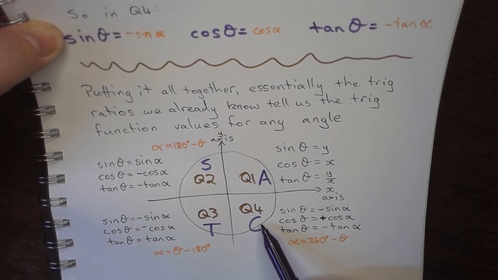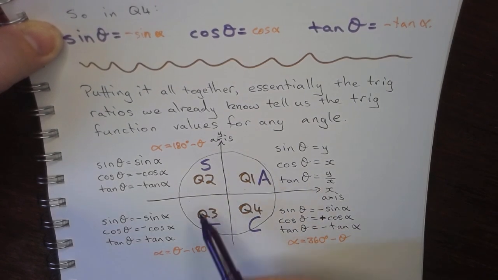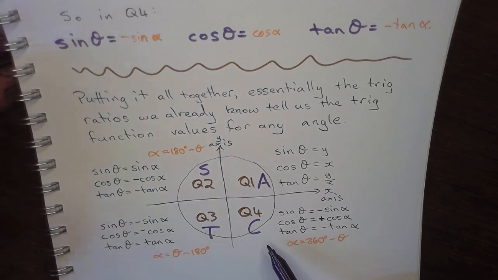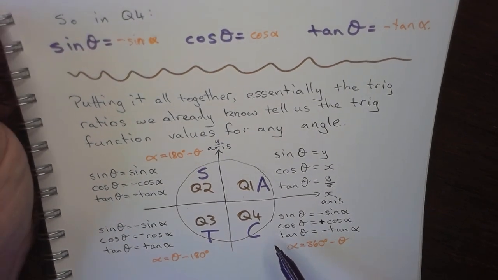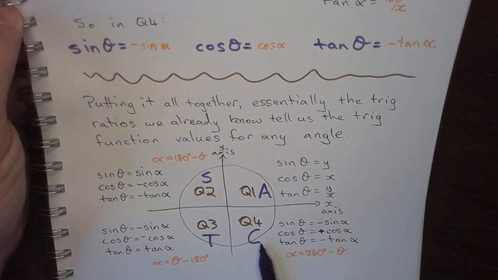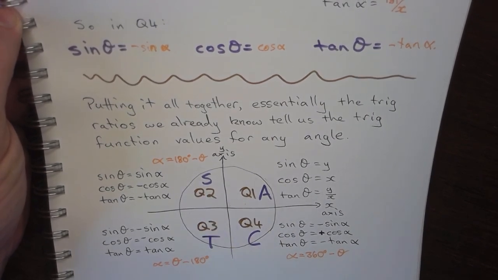So some people call this the CAST diagram, C-A-S-T, tells you which quadrant, which ratio is going to be a positive value in. And then all you've got to kind of remember is which one's the positive and which one's not, or even just which one's positive, and what the reference angles are.